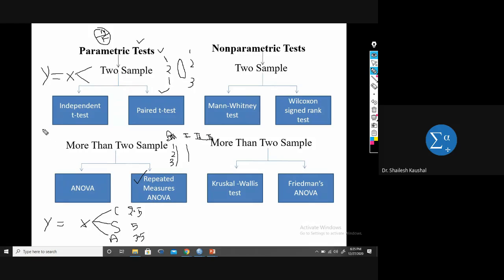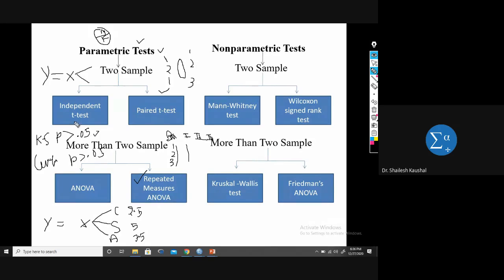Before applying a parametric test, we should check the normality and homogeneity. For normality, the KS test value, the p value should be greater than 0.05, then we can say our data is normal. And Levene's test, the p value, again it should be greater than 0.05.